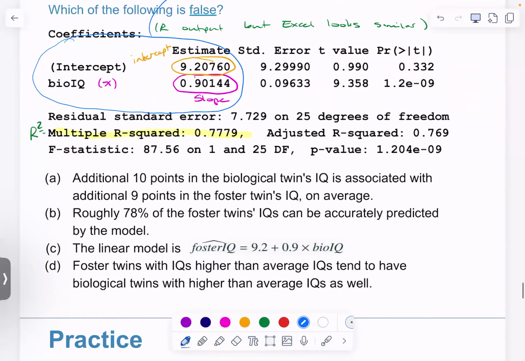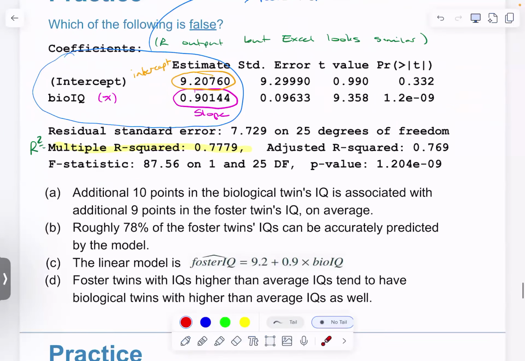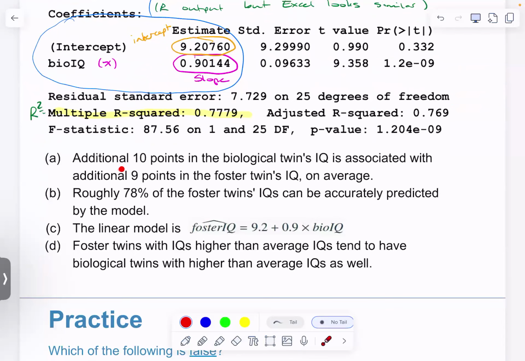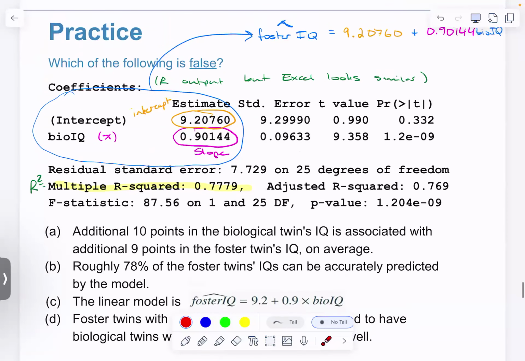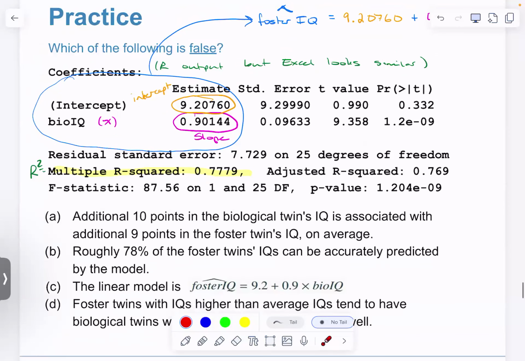So, which of the following is false? An additional 10 points in the biological twins' IQ is associated with an additional 9 points in the Foster twins' IQ on average. So if the bio IQ is 10, 10 times 0.9 is roughly 9, right? And so this would be true.